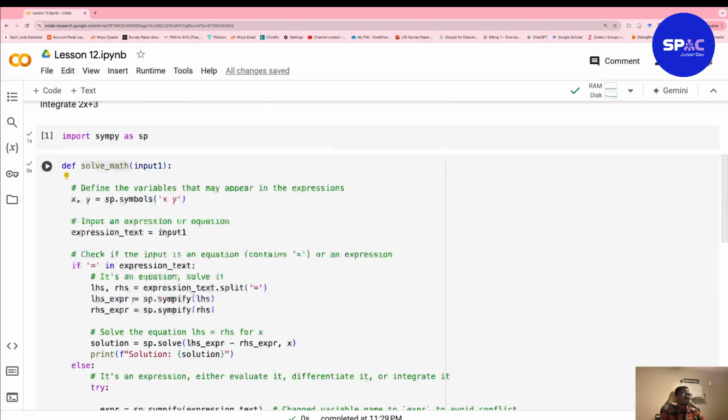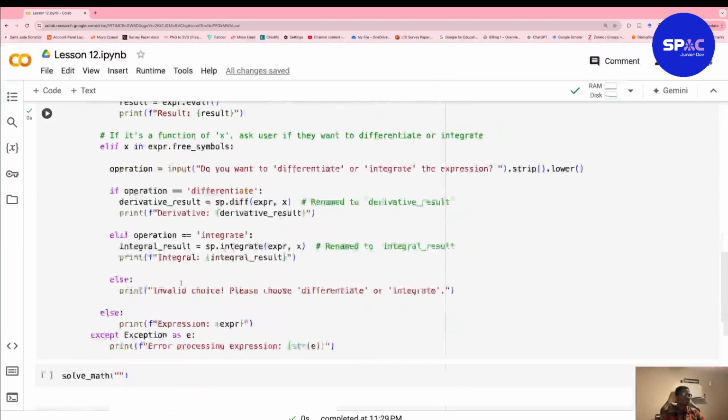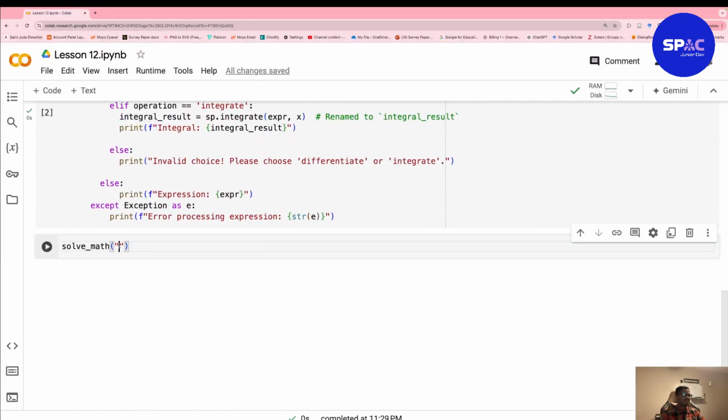Okay, so for example, if you want to evaluate this algebra, you just copy that and paste it in here. But there's one thing: anywhere you have 2x or 3x or 3y, you have to put a multiplication, meaning 2 times x, because that's how this library works. So it means 2x plus 5 is equal to 15. Then the question is, find x.